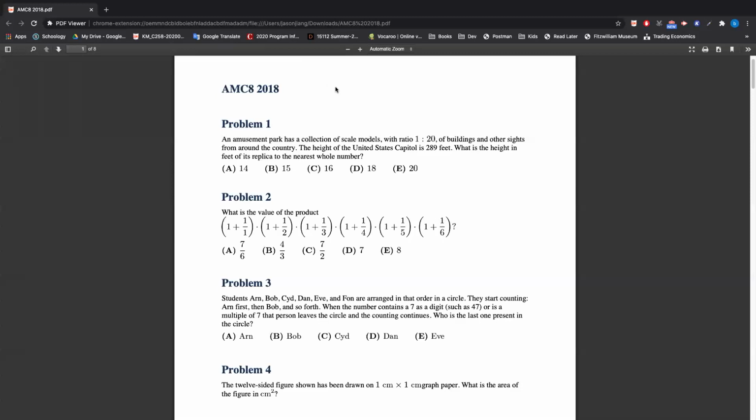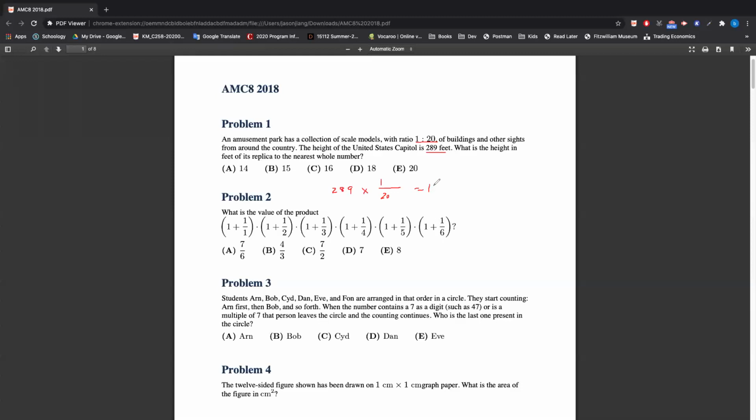Okay, problem 1. So we have the United States Capitol, which is 289 feet, and the amusement park has a ratio of 1 to 20. So we want to know what the height of the replica would be to the nearest whole number. What we know is that the original is 289 feet, and we're multiplying by 1 replica foot for every 20 feet that it is in real life. Right, so we're multiplying by 1 over 20, and this is the same thing as just dividing 289 by 20.